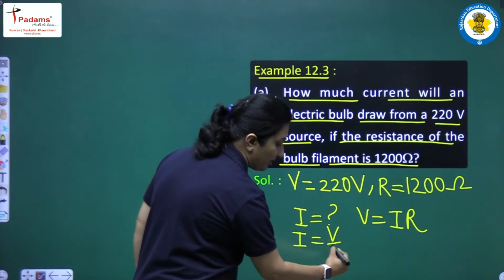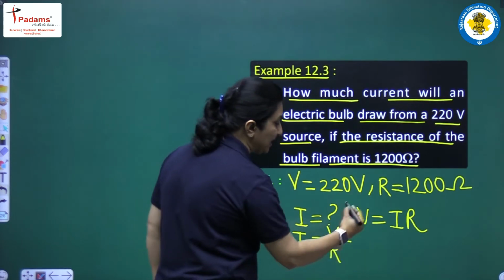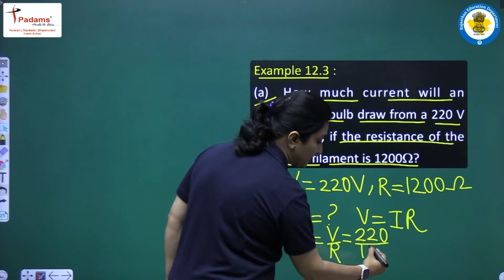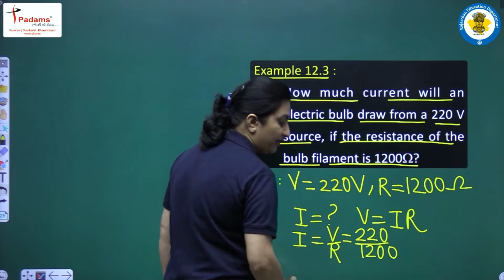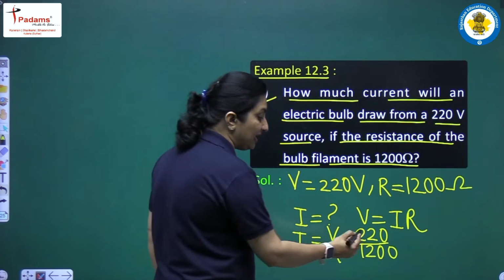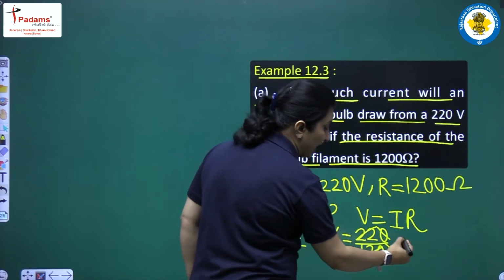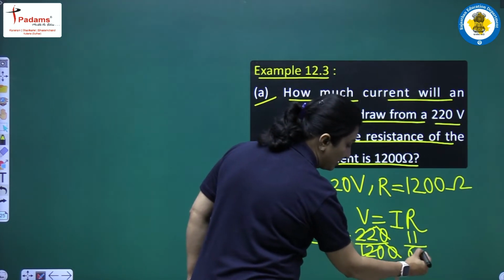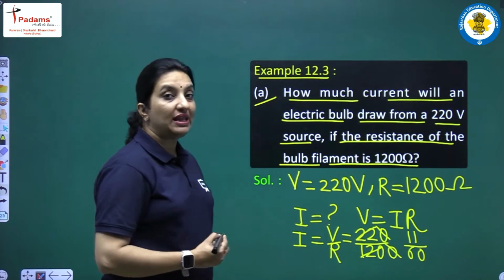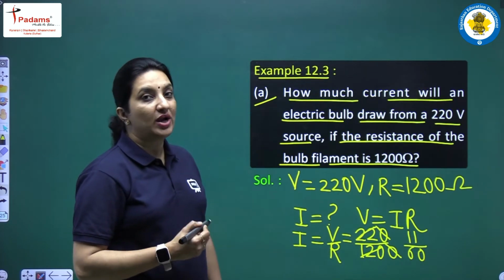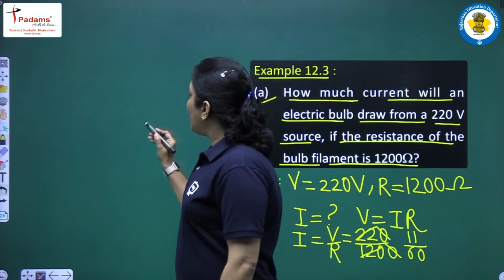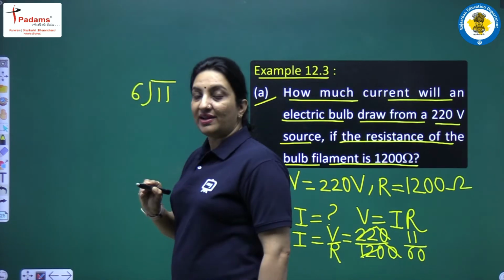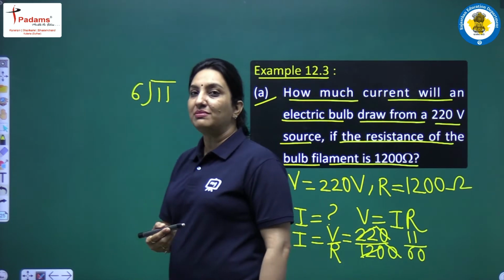So students, I is going to be V upon R. So here V is 220 and R is 1200. So on dividing this by 2, we will have 11 over here and here 2 6 are 12 and a 0. So I am left with 11 upon 60. So I can solve this further. So if I divide 11 by 6, right students, then I'll divide it by 10 more.